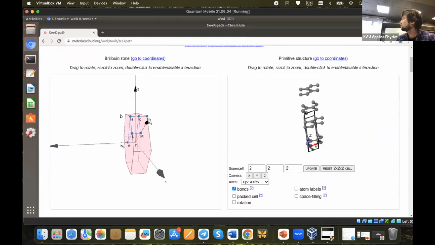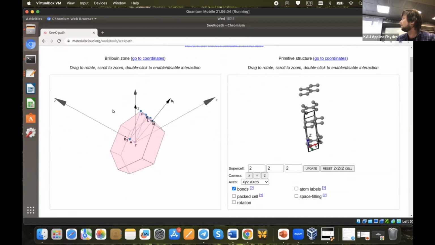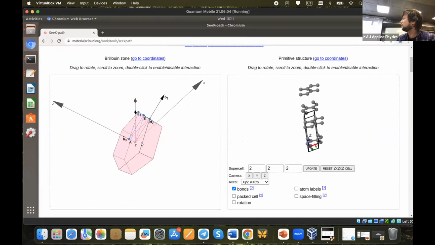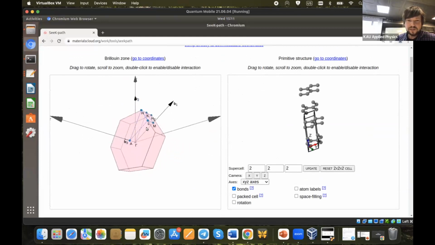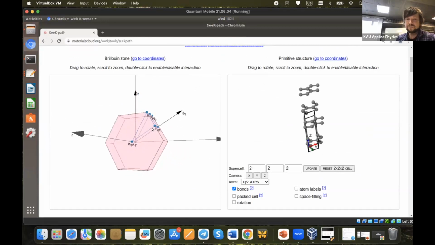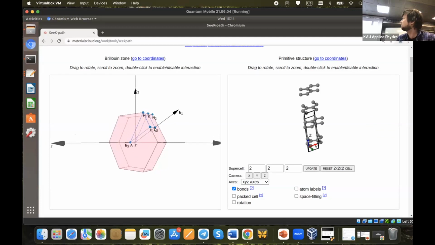Gamma first, the chain is gamma to M. Here is gamma, which is always the center. Then we go to M, which is the center of this plane side. Then we go to K, the center of this side line. K and gamma, so we have this triangle: gamma, M, K, gamma triangle.